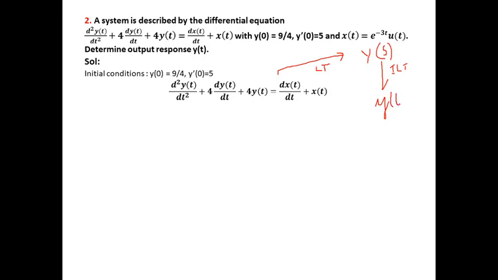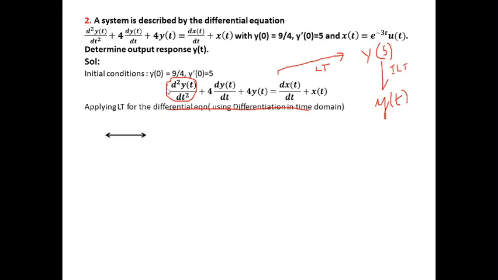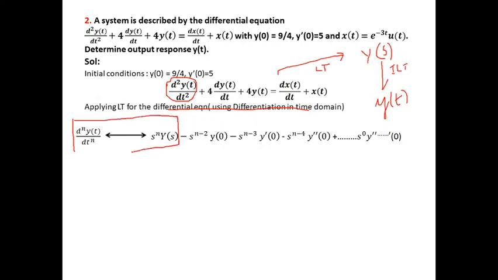So to apply Laplace transform to this differential equation, we need to apply the differentiation in time domain property, right? However, we need to keep in mind that we are having initial conditions. So the differentiation in time domain property usually is given as d power n y of t divided by dt to the power of n is s to the power of n into y of s. This will be the differentiation time domain property without initial conditions.